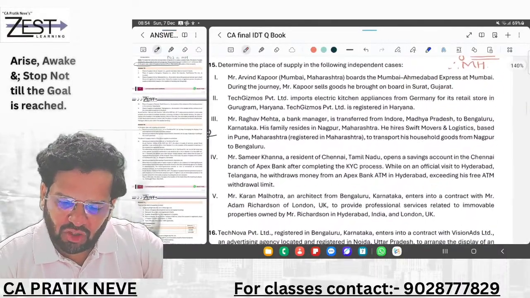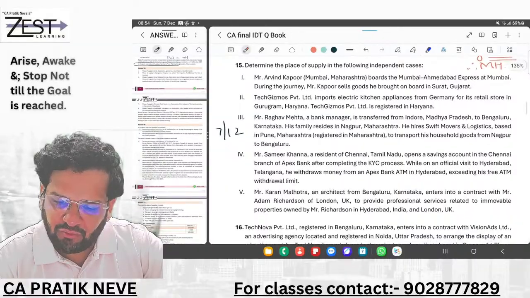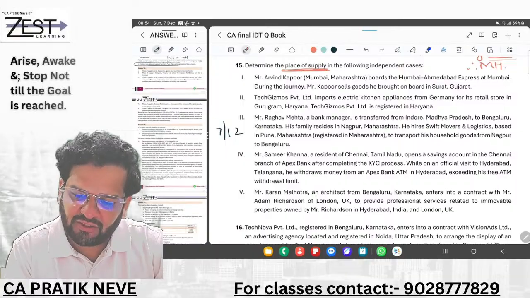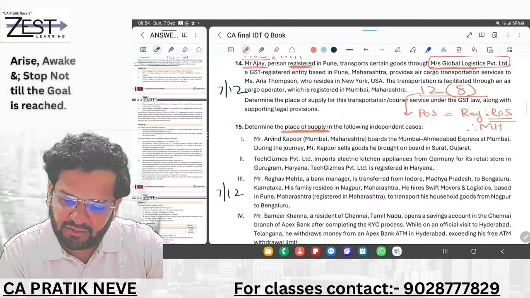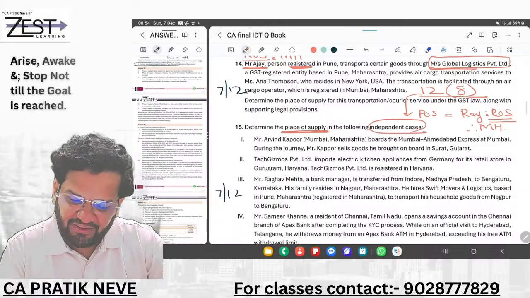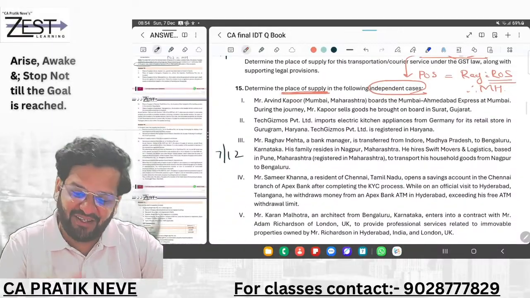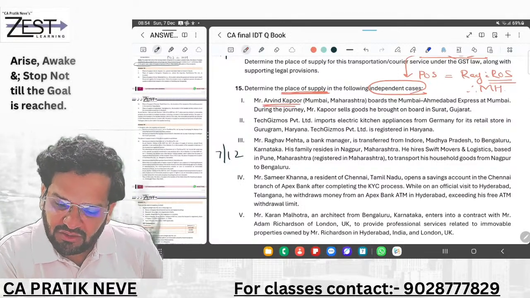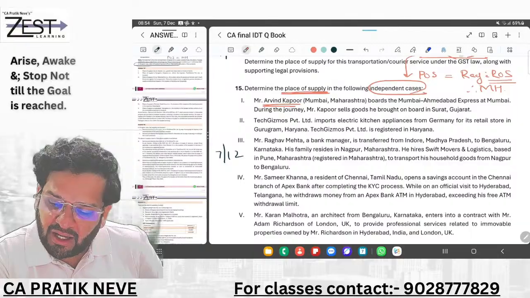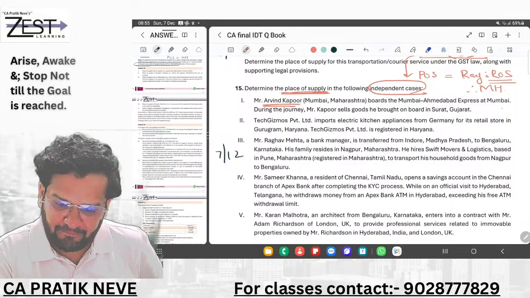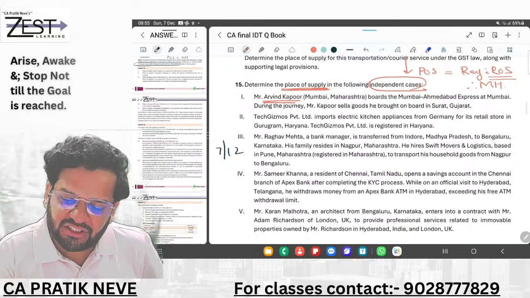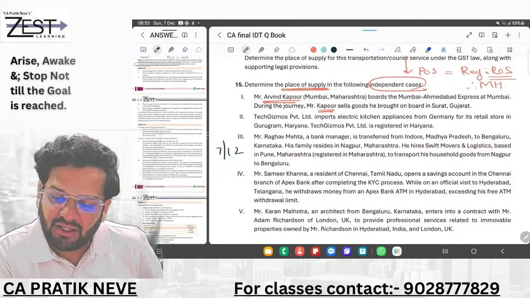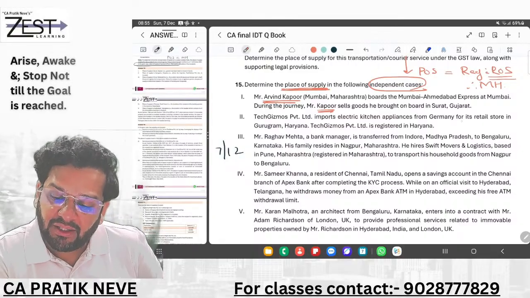Determine the place of supply of services in the following independent cases. Place of supply in the following independent cases. Ready? So, 5 sub-questions in one main question. Arvind Kapoor boards the Mumbai-Ahmedabad Express at Mumbai. During the journey, Kapoor sells goods he brought on board in Surat.